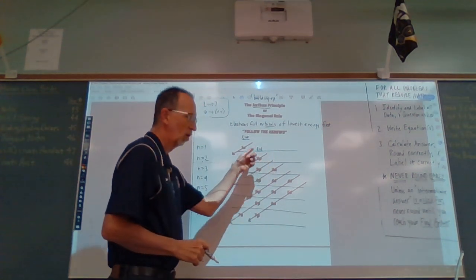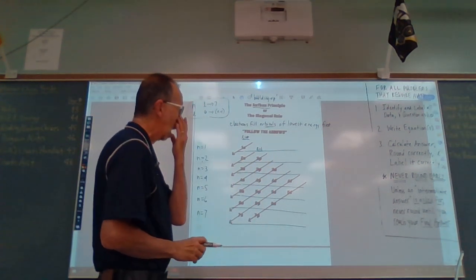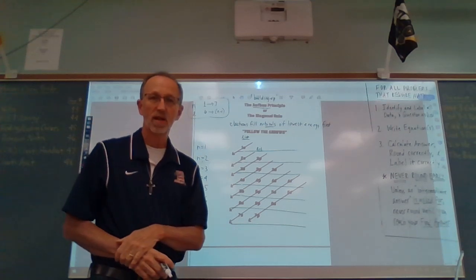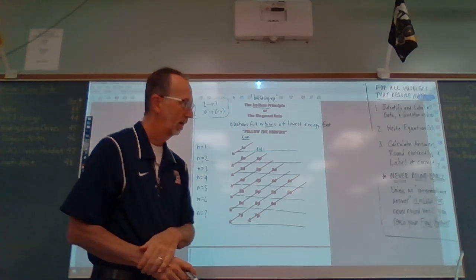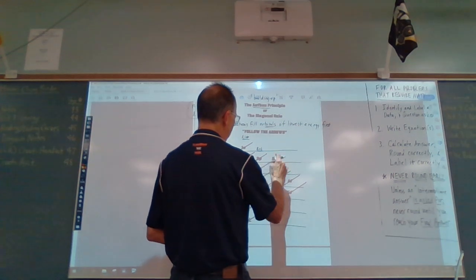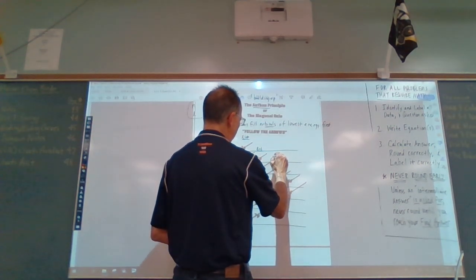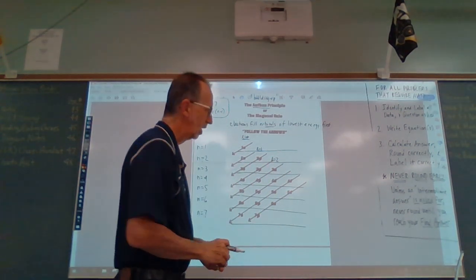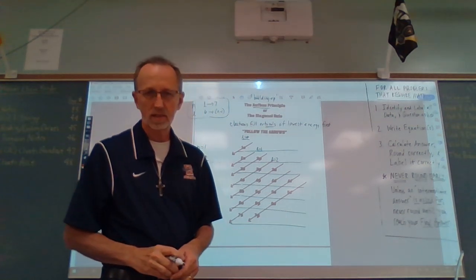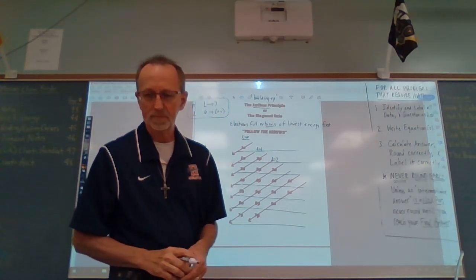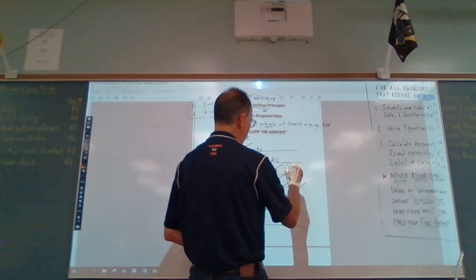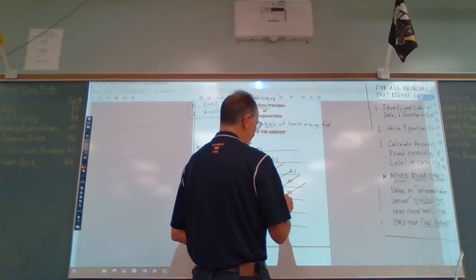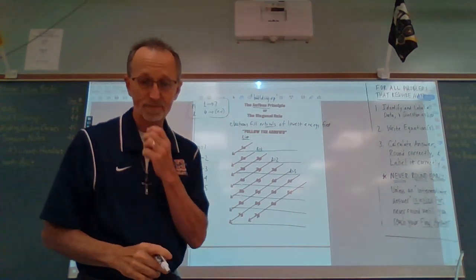Remember, there is no 1p orbital, because in the first energy level, L cannot have a value of 1. In the third energy level is where we first see L equals 2, a d orbital or d sublevel. And in the fourth energy level is where we first see L equals 3. That's an f.